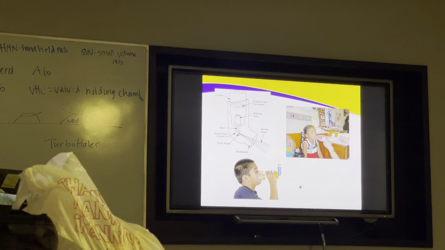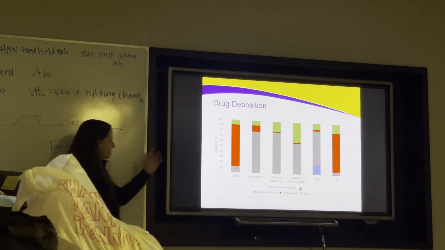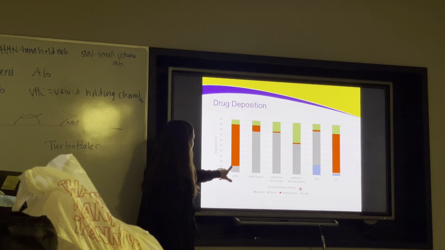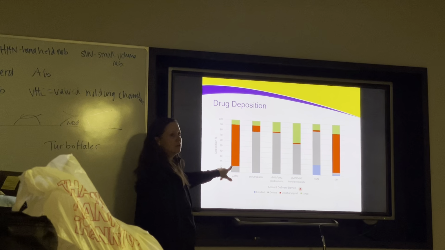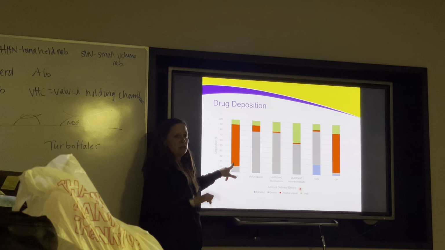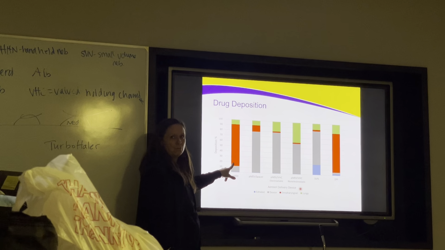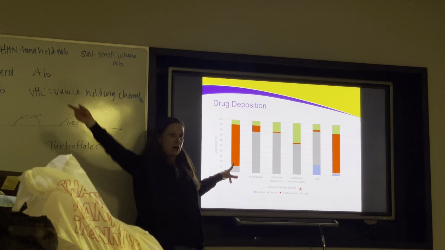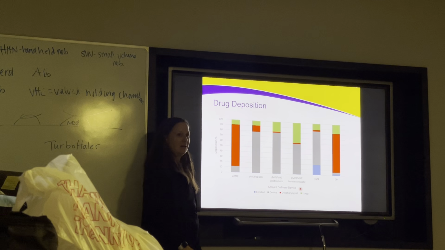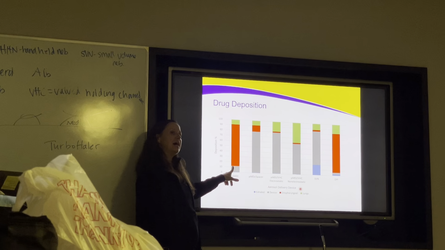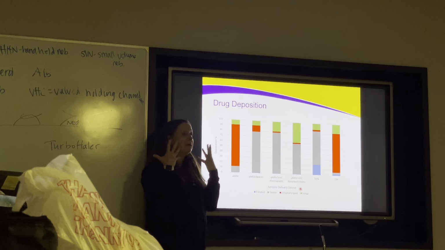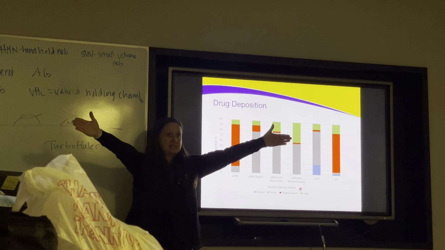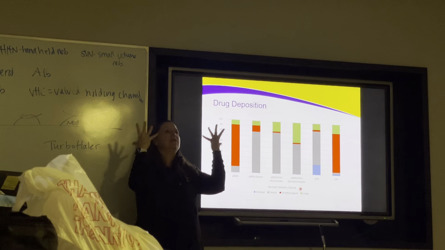What's the difference between just putting it in your mouth and using the chamber? This is the difference. When you put it in your mouth, let's see, what is 90 minus 12? 78. When you do that, 78% of your medication lands in your mouth. Why is that? Because when I spray it right in my mouth, it sprays like this, but you're inhaling like this, so it just lands in your mouth.